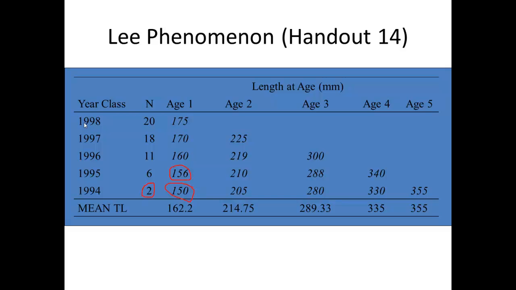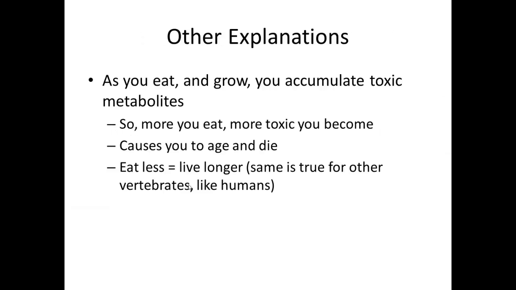If you look at the 1998 year class, you see there's a lot of them still remaining. So a lot of those fast growers are still in the population, and that's why the average back calculated length at age 1 is higher. And as those fast growers get taken out, then that average back calculated length gets less and less. So that's the most common way to explain the Lee phenomenon.